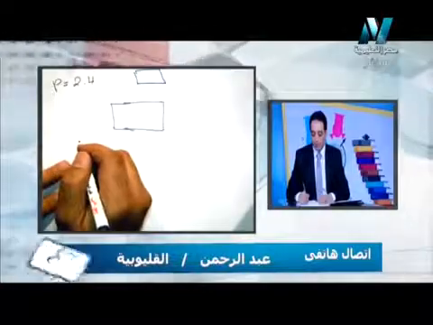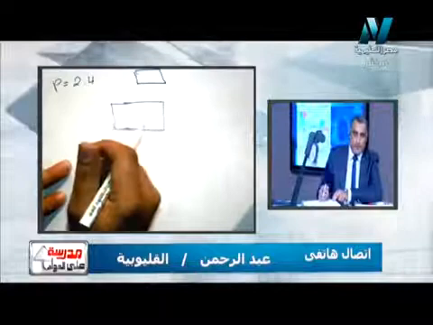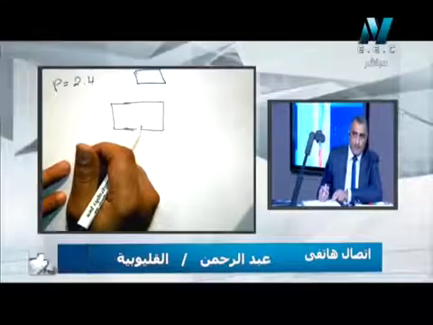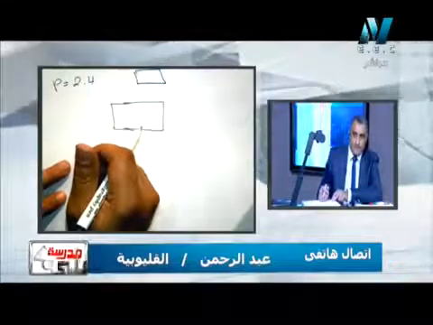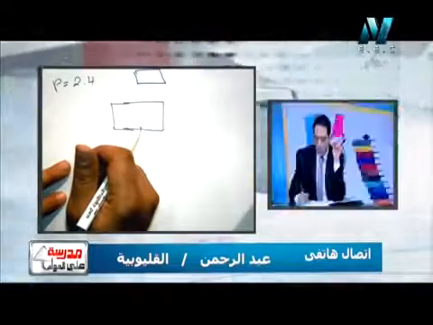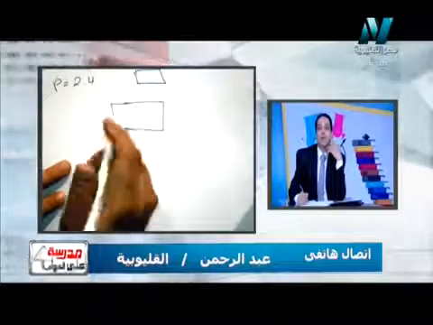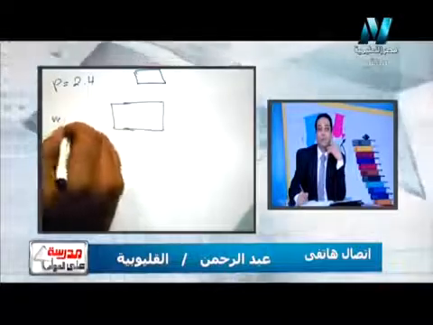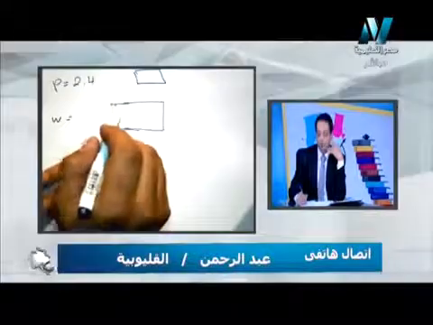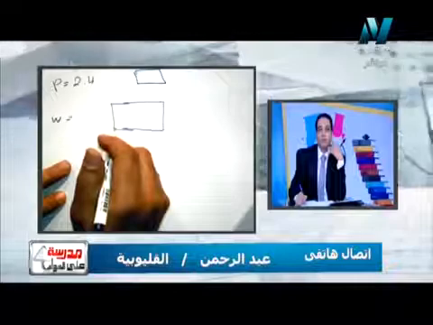The length or the width, Abdurrahman? Could you please raise your voice? The width of the rectangle is 24. Okay. Find the ratio between the area of the square and the area of the rectangle.